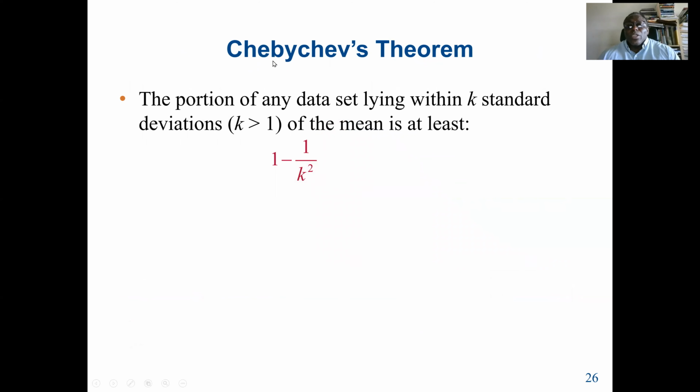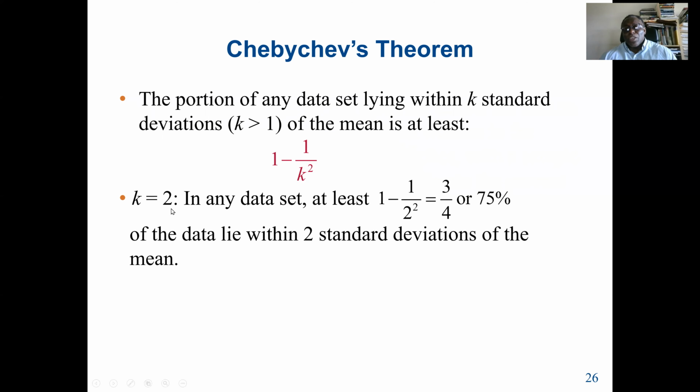Also, we have what we call Chebyshev's theorem. Here we say the proportion of any data set lying within K standard deviations of the mean, where K must be greater than 1, is at least 1 minus 1 over K squared. Only if K is greater than 1: within 2, 3, 4 standard deviations, the proportion will be 1 minus 1 over K squared. K is the number of standard deviations.